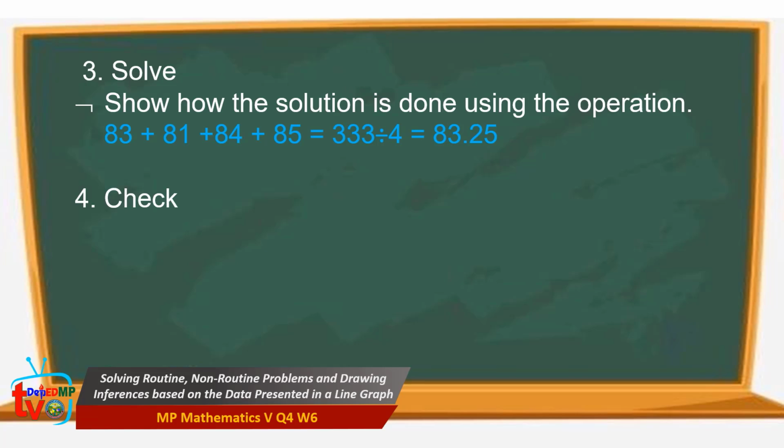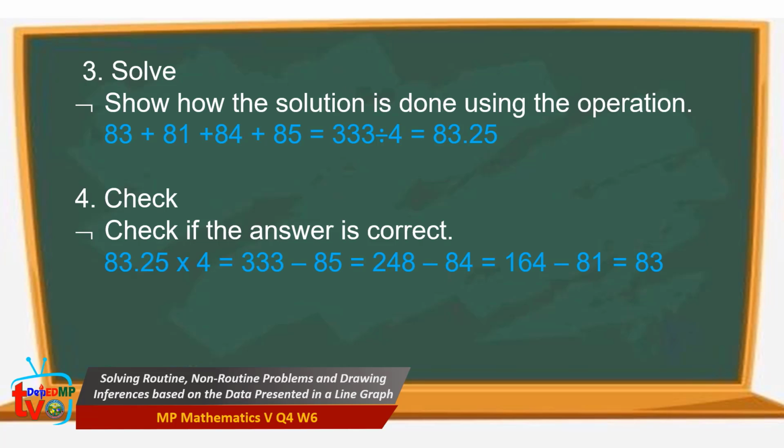The fourth step is to check your answer. In checking your answer, you multiply the average grade of Ella by 4, then subtract 85, then 84, and 81 from the total average grade itself. Therefore, the average grade of Ella is 83.